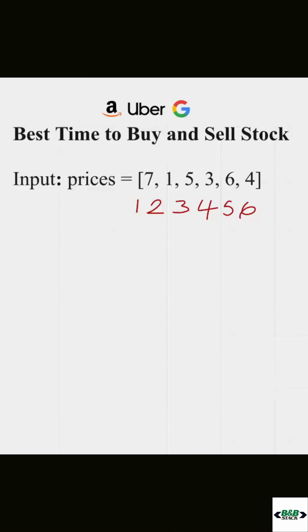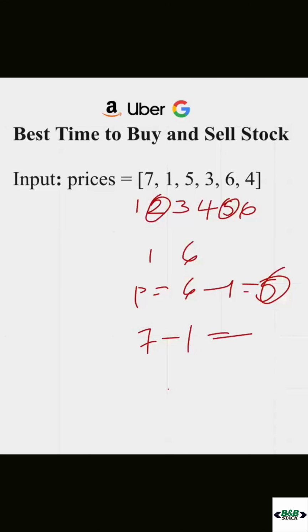So for example, if you are buying at day 2, which is at price 1, and selling at day 5, which is at price 6, the profit would be 6 minus 1, which is equal to 5. So this could be the maximum profit. You may also get a doubt to subtract 7 minus 1, which is 6, and this is the maximum.